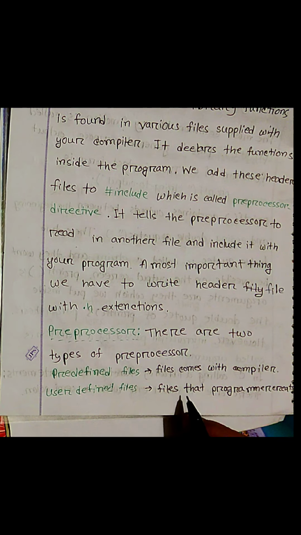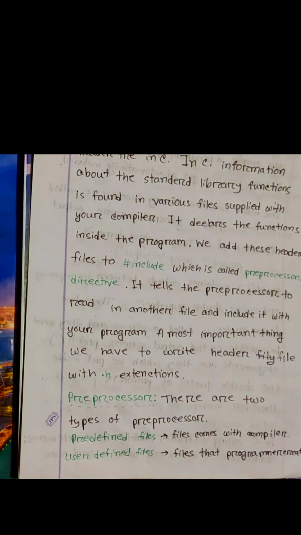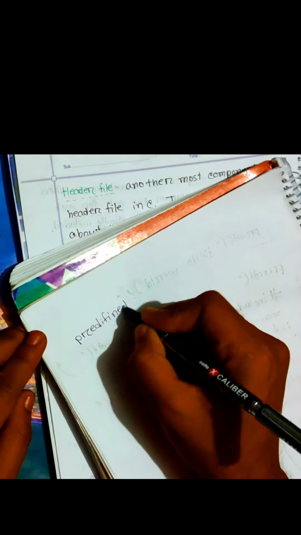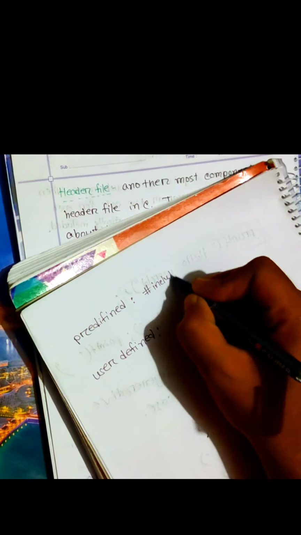There are two types of preprocessor files: predefined files, which come with the compiler, and user-defined files that the programmer creates. An example about that. I'll show something. Predefined, user-defined. Predefined, like this, is the preprocessor directive include, you have to write it.